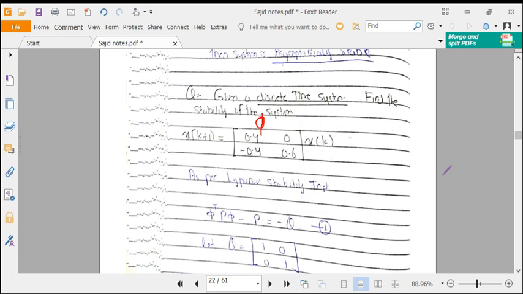I would show you how to find the stability of a discrete time system using Lyapunov stability test. For linear systems, the Lyapunov stability equation is given by this equation.